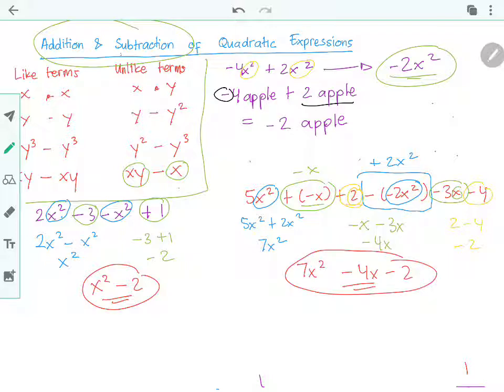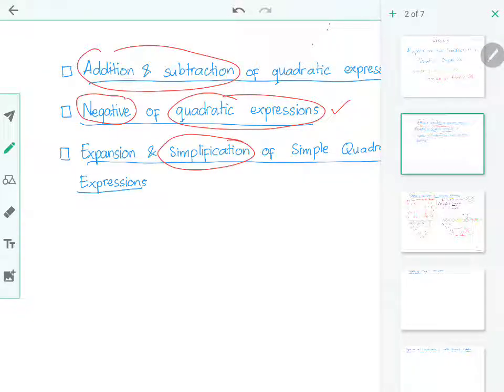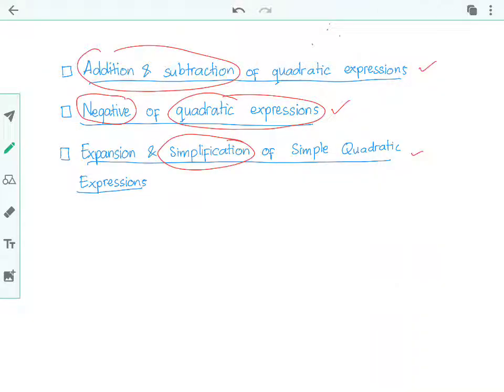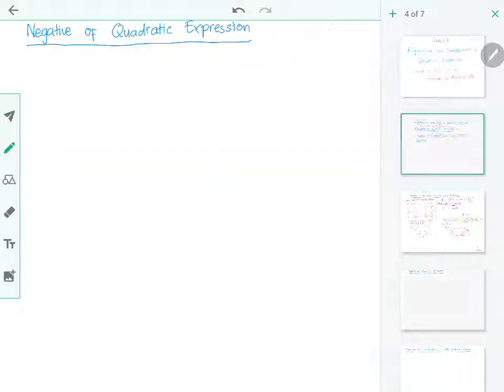Okay, so we have already done the addition and subtraction of quadratic expressions. I'm going to tick that here. Now let's go to the next one. It's about the negative of a quadratic expression. In the negative of a quadratic expression, we need to do the inverse of the numbers that have negative signs. This negative sign doesn't mean subtraction, but it means the inverse. So be careful of the subtraction sign and also the inverse sign.